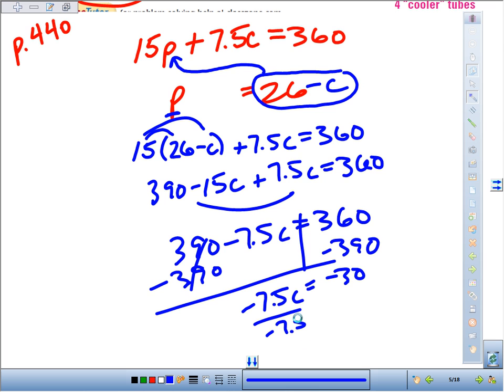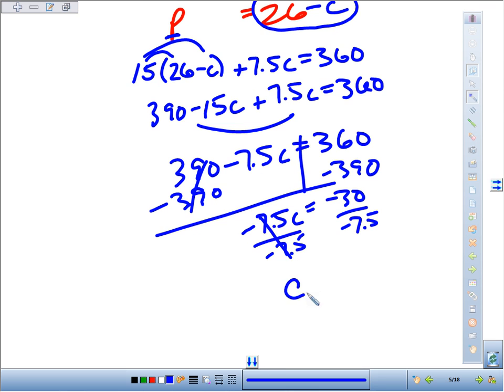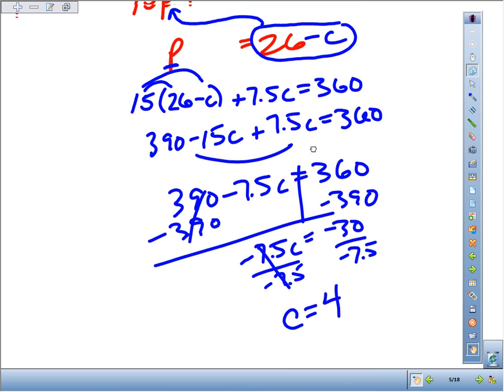Divide by negative 7.5 on both sides. And we get the number of cooler tubes. Notice I didn't use X and Y because at the very end I wouldn't know what X and Y represent unless I wrote myself a little note. I used P for person tubes and C for cooler tubes, which is kind of helpful in a word problem. Negative 30 divided by negative 7.5 is 4 on the nose. So I've got 4 cooler tubes.